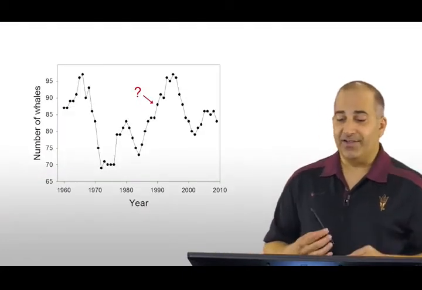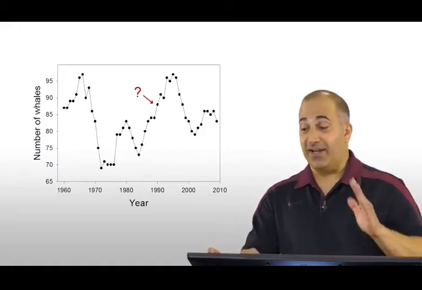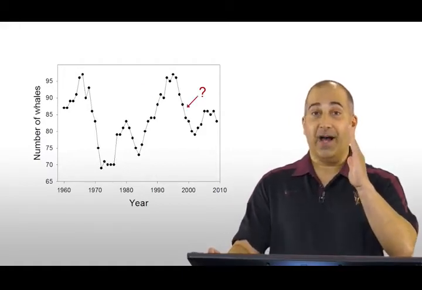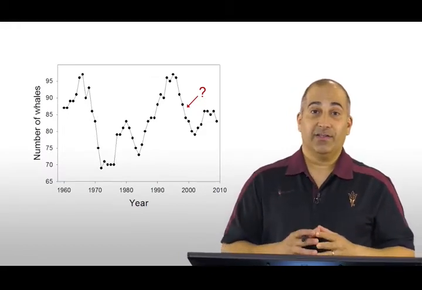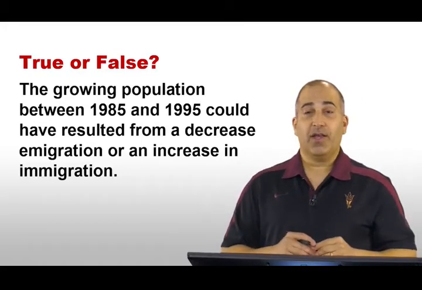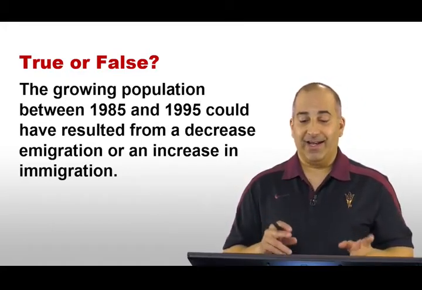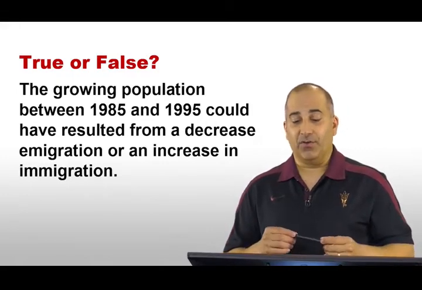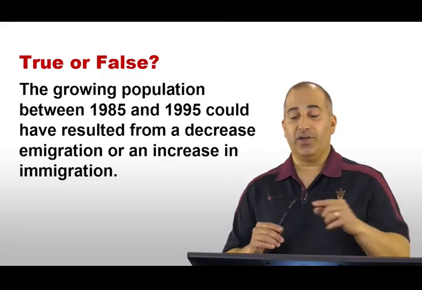Okay, now let's try a second scenario. So here we have a period of time over a few years where the population is steadily increasing, followed by a period of time where the population is steadily decreasing. So, answer this question. True or false, the growing population between 1985 and 1995 could have resulted from a decrease in emigration or an increase in immigration.